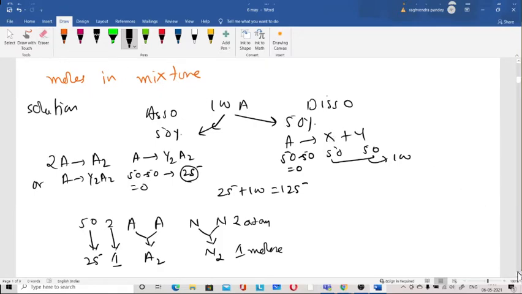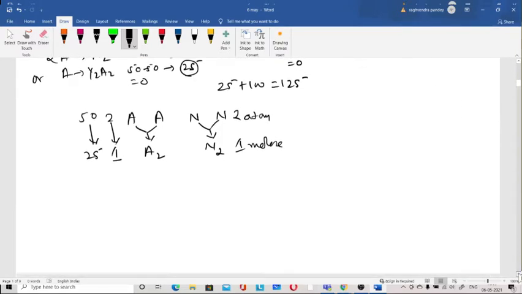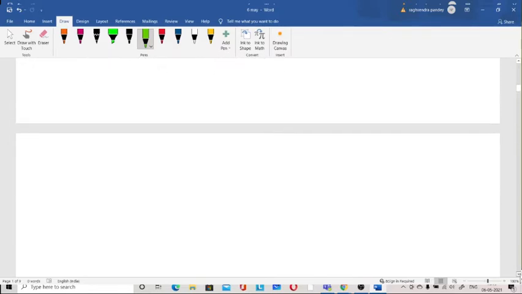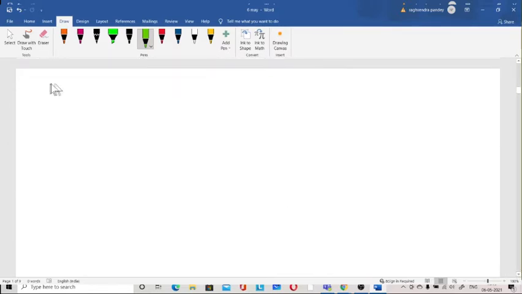So now the next topic is your empirical formula. Let's start with the next page. Empirical formula.